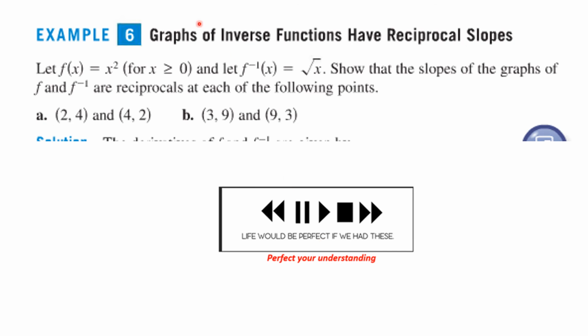Here you're supposed to show that for the graphs f of x equal x squared and f inverse of x equal the square root of x, the slopes of the graphs are reciprocals. We're going to be applying this same theorem to this pair of points. If 2, 4 is on the function, then 4, 2 is on the inverse. If 3, 9 is on the function, then 9, 3 is on the inverse. So we're applying that theorem again. You know what to do. Let's see how you did.